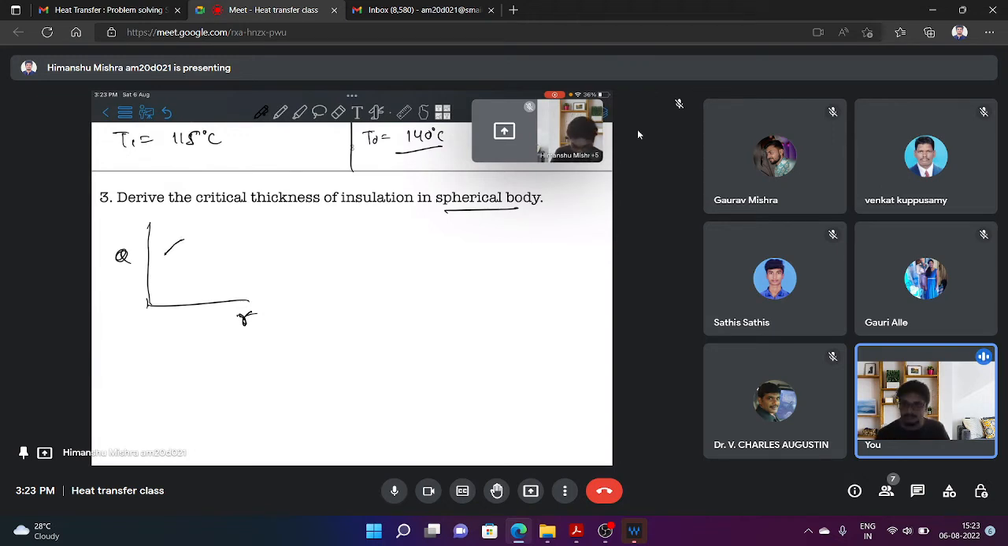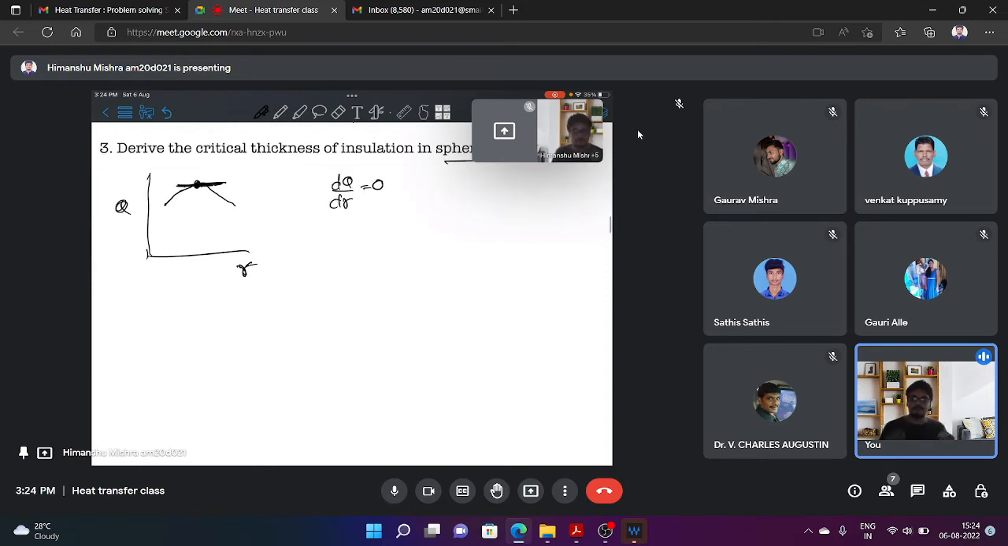First the heat transfer increases as we add the insulation outside the body. Then it becomes stable, and then starts decreasing as we keep increasing the thickness of the outer layer of the body. So the critical thickness is at this maximum heat. At this point we know that the slope is 0. That means, to find the critical thickness of insulation, this slope should be 0.